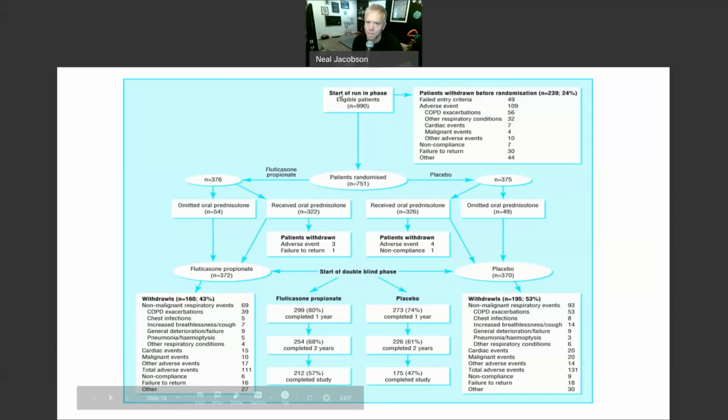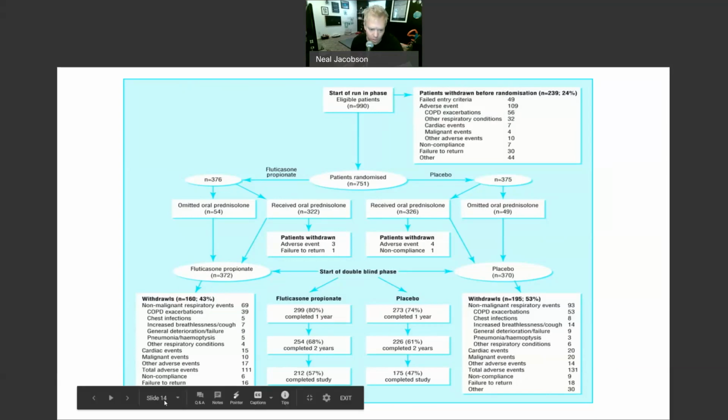And so what they did was they took 990 people, and these are 990 people that had COPD, I'm guessing, or some sort of respiratory condition that caused them to be short of breath. So they took 990 of these people and they just kind of split them into two groups. Now they removed some people from the group. As you can see over here, there were some patients withdrawn before.